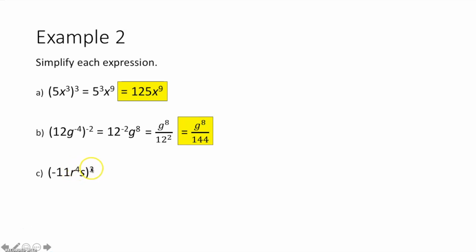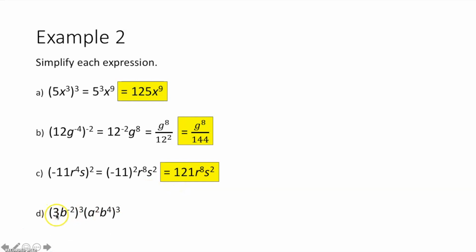So the 2 is going to distribute to the 1, the 4, and then the 1. So we end up getting negative 11 squared times r to the 8th times s squared. Now all we have to do is simplify this. So negative 11 squared is negative 11 times negative 11, which is actually going to be equal to positive 121.